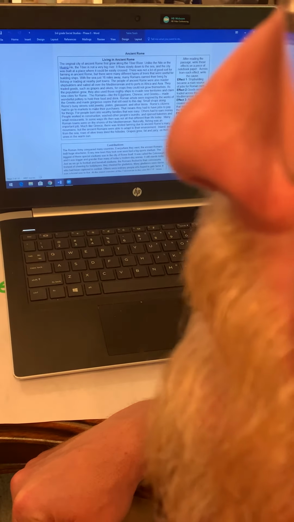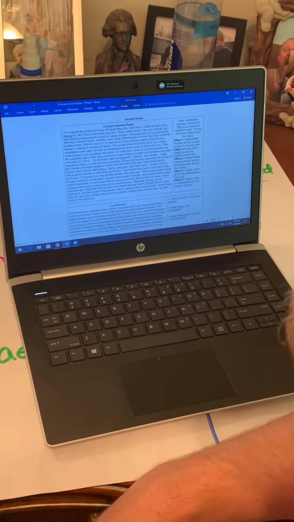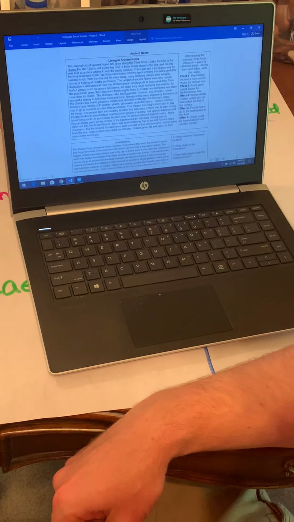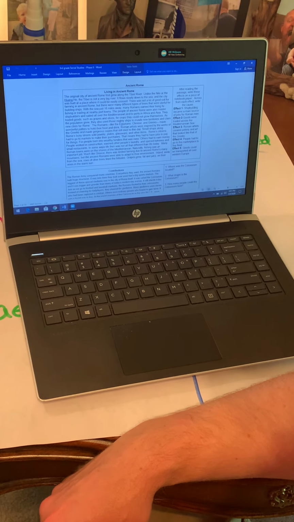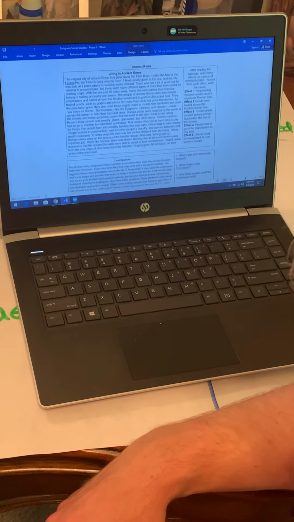Unlike the Nile. Wait, where was the Nile River? Anybody remember? I'll give you a hint. They had mummies. Yes, it was in Egypt. Unlike the Nile or the Huanghe in China, the Tiber is not a very big river. It flows slowly down to the sea, and the city was built at a place where it could be easily crossed.